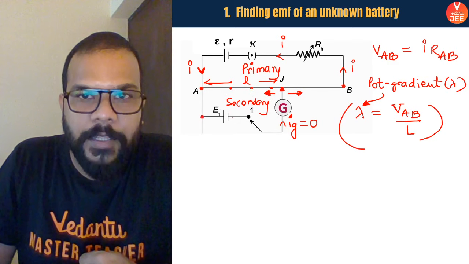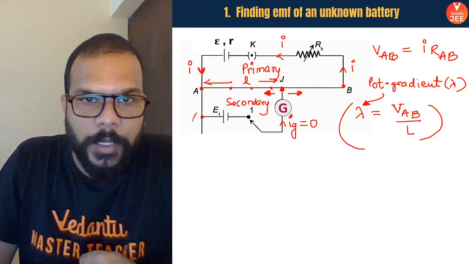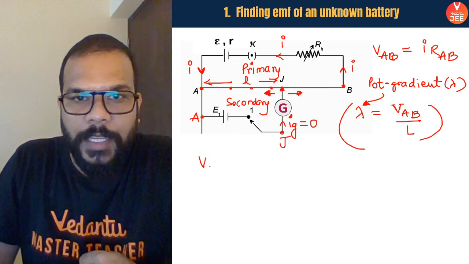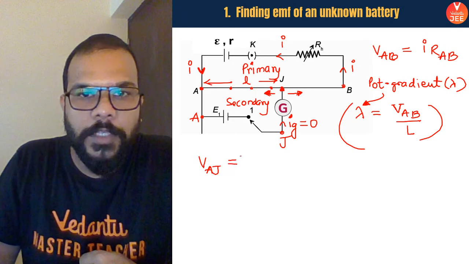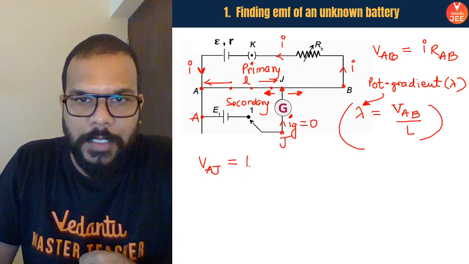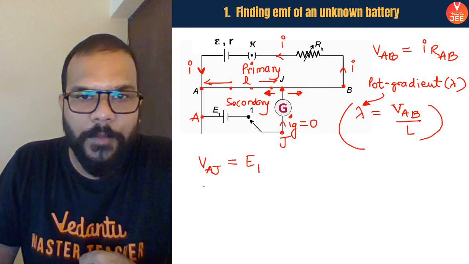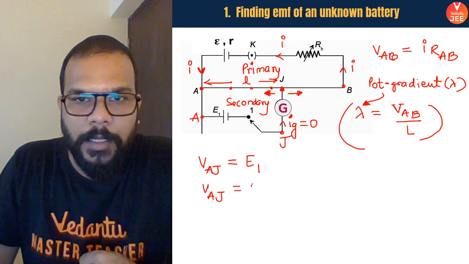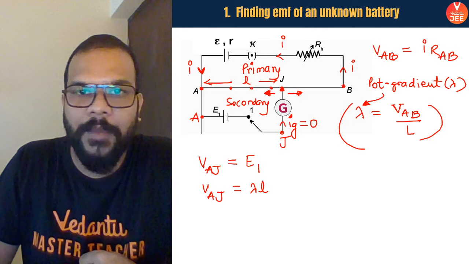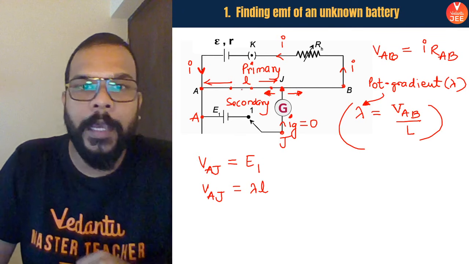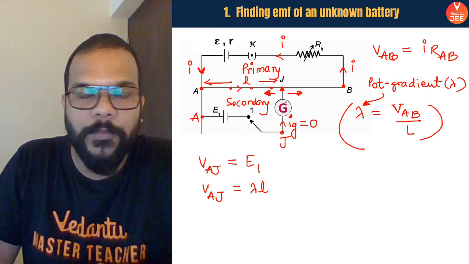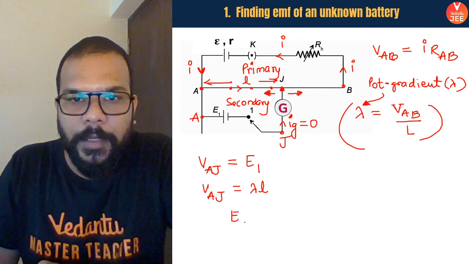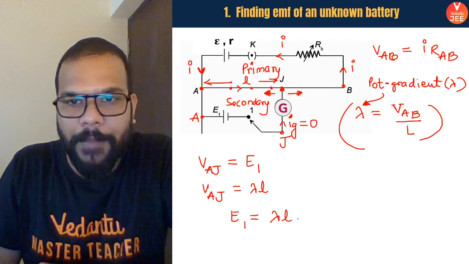But definitely if there is no current flowing, then this point also becomes A and this point also becomes J. So VAJ, which in the lower branch is nothing but the value of the battery potential, and VAJ in the wire is nothing but lambda into L, because lambda value is constant. We already know that current I is still flowing when there is no current flowing in the secondary part of the circuit. Then we can say that E1 is nothing but lambda L.